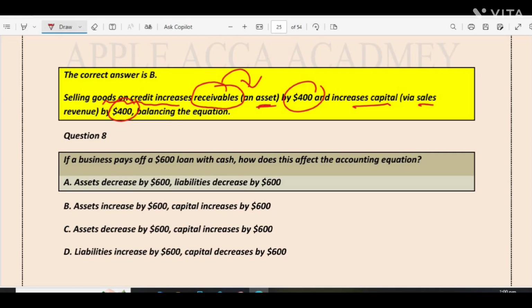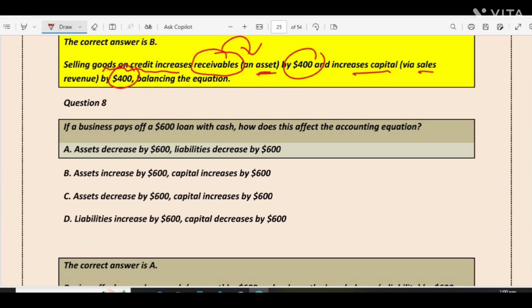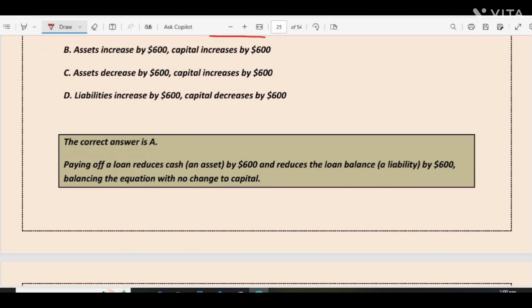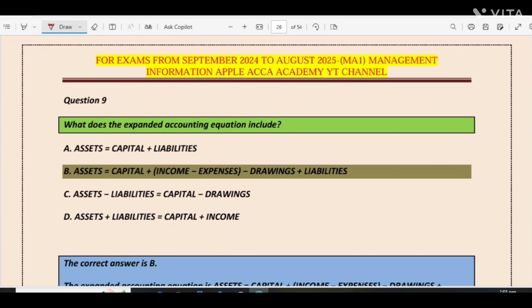Now let's move on to question number 8. Here a business pays off a 600 loan with cash. How does this affect the equation? If you are paying the loan by cash, it means your asset will be decreased, and the loan is your liability, and if you pay off your liabilities, the liability will also decrease. So option number 1 is correct. Asset decreased by this amount, liability decreased by this amount. So paying off loans reduces cash, which is an asset, and reduces the loan balance, meaning liability, which will also decrease. Clear?